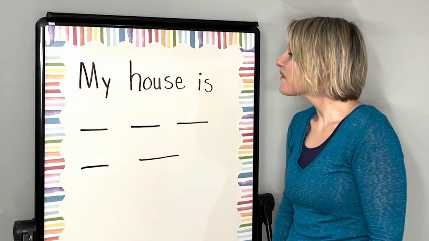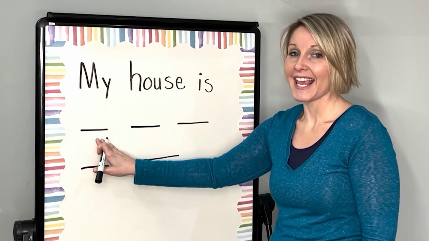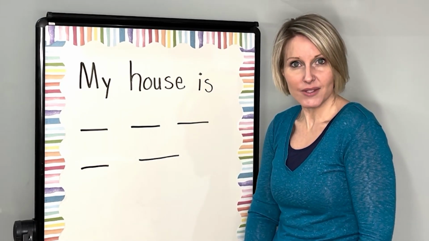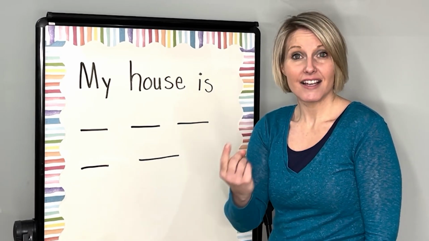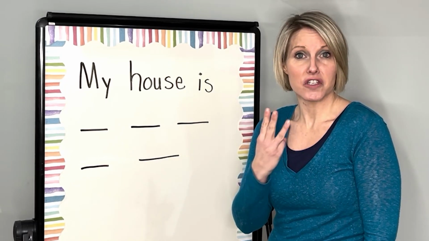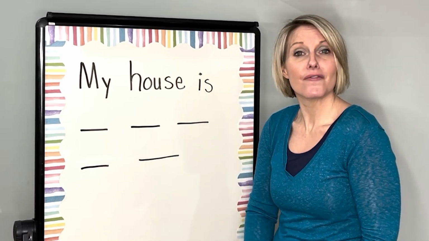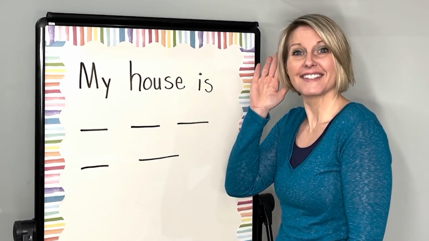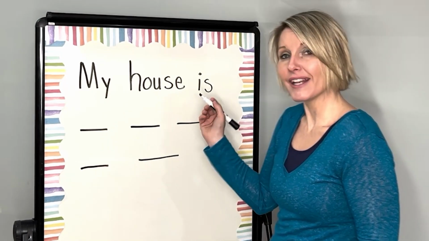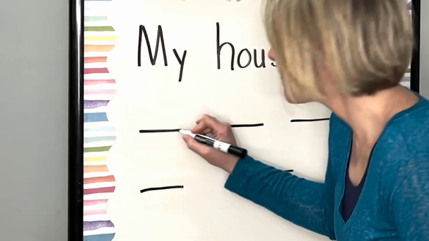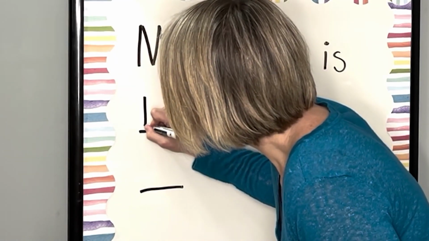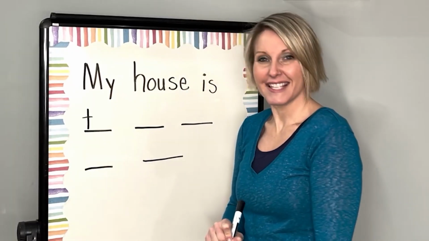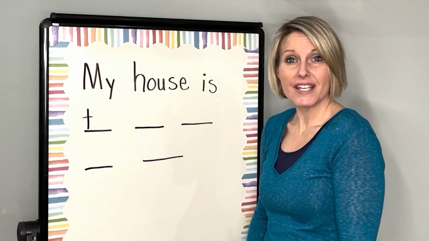All right, the first word I need is tan. Can you help me stretch out the sounds in tan? T, a, n. 3 sounds. The first sound is t. What letter makes that sound? T, that's right. So I need to write a T for tan. There's my lowercase t.